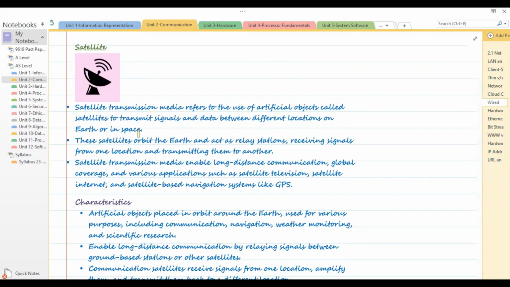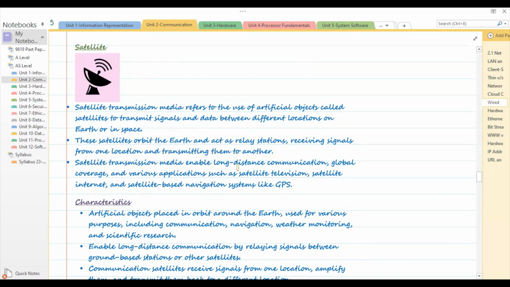From Earth, our signals are sent to the satellite, and from there they are sent to some other part of the world. These satellites orbit the Earth all the time and act as relay stations, receiving signals from one location and transmitting them to another. So across the world, we can communicate via satellites.